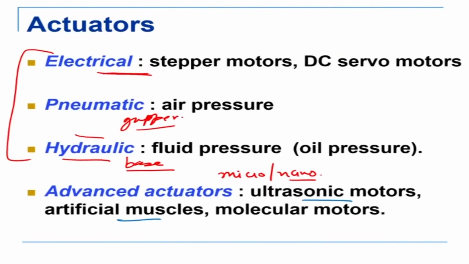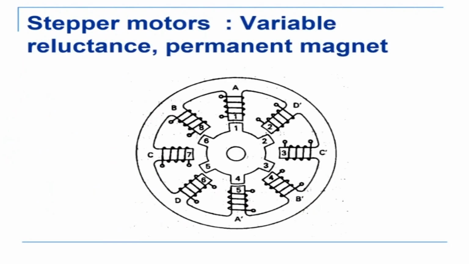So in the last class, we started our discussion with stepper motors. What I'll do is basically we'll start off with electrical motors, look at stepper motors, DC servo motors. Then we'll go to pneumatic and hydraulic, which are basically piston cylinder mechanisms. And then we'll look at advanced actuators like ultrasonic motors, artificial muscles, etc. The stepper motors I discussed in the last class.